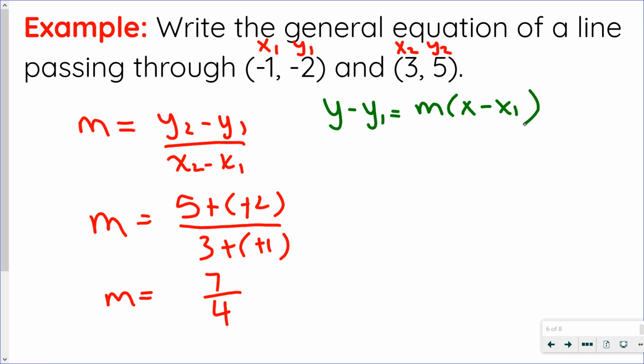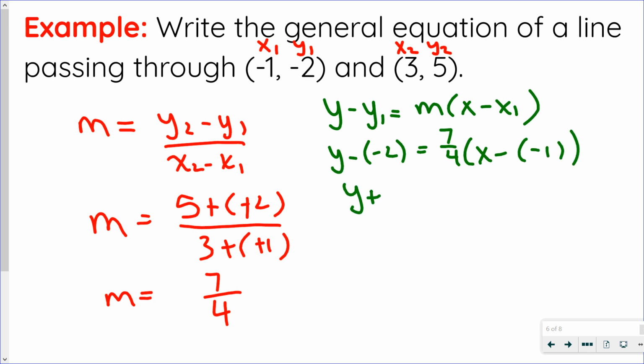So let's plug everything in. Keep y and x in general. So y1 is -2, slope 7 over 4, and then I have x minus x1, which is -1. So here I have y plus 2 equals 7 over 4, x plus 1. Okay, let's apply the distributive property. I want to get rid of my brackets because now I'm trying to put it in general form.